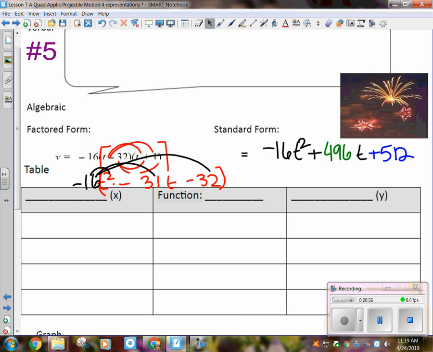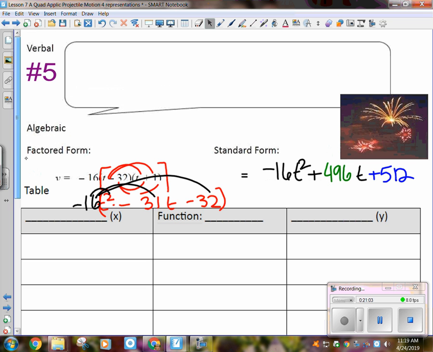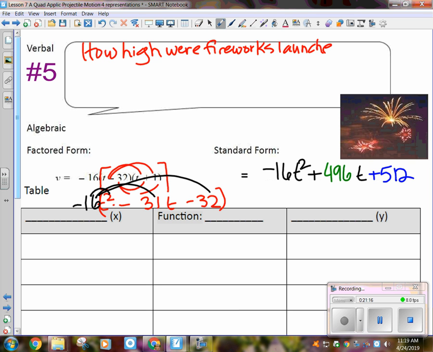Chocolate or chocolate? Give you a big piece. All right. How high? Good question. How high were the fireworks launched? When we shot them off, how high were they? What's the answer to that question? 512, because that's the start height.